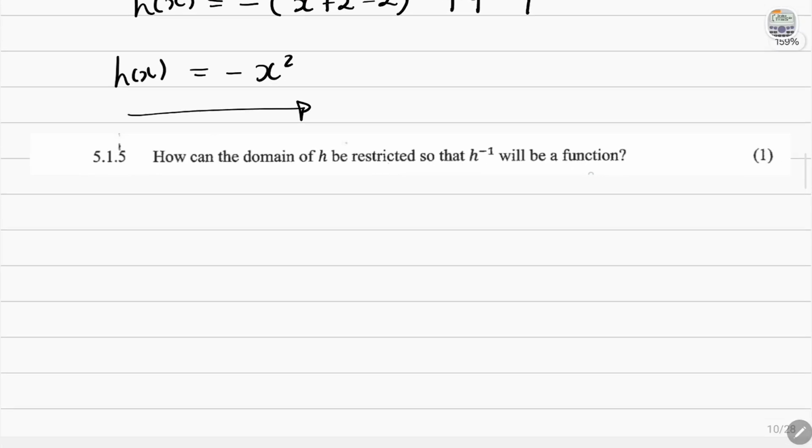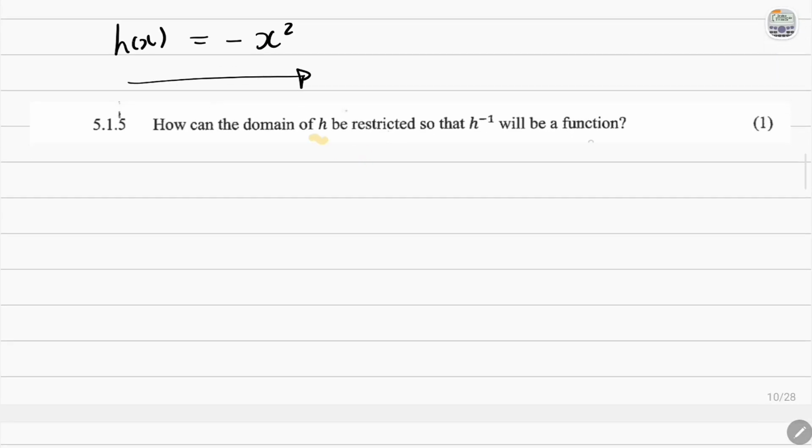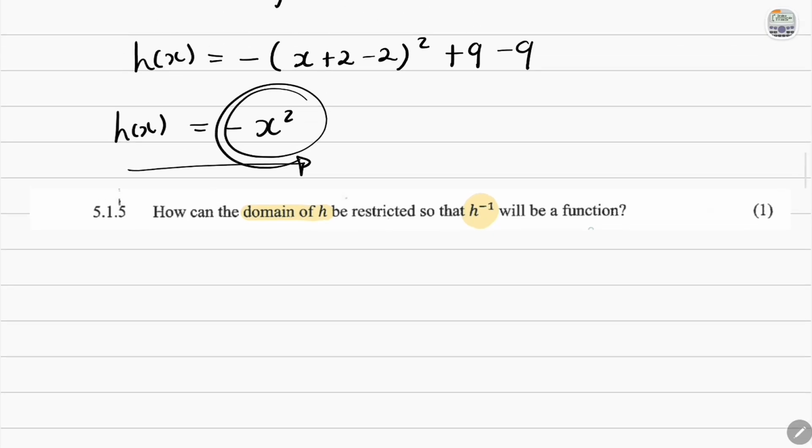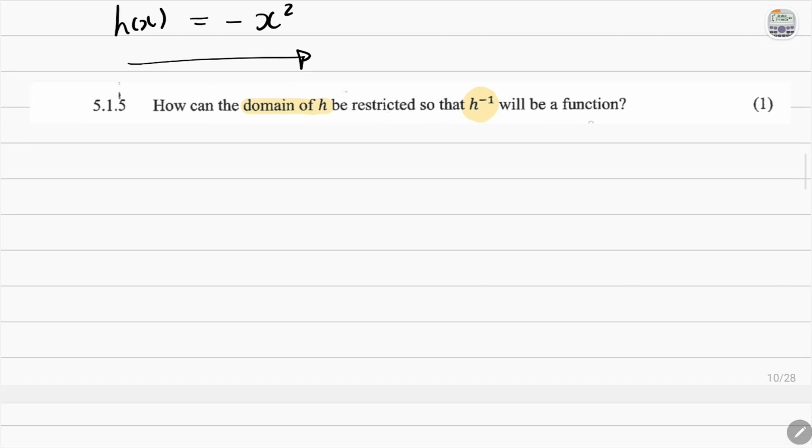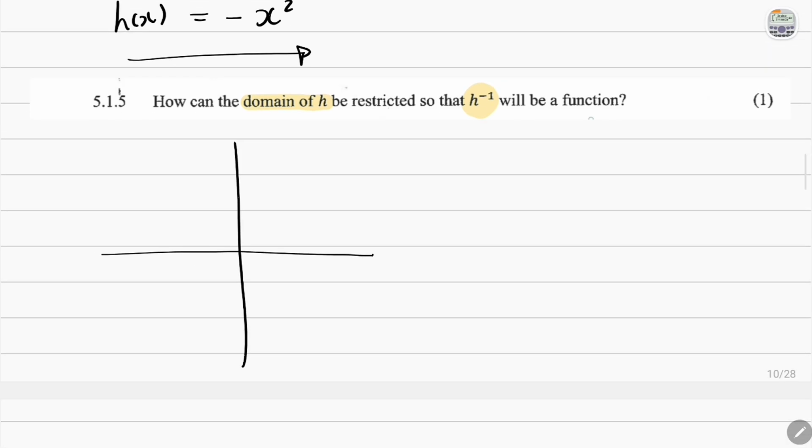Question 5.1.5 says, how can the domain of h be restricted so that the inverse will be a function? And I just had a feeling they were going to, because I was like, why are they trying to make it look like that? Okay, so here's the thing with a parabola. Negative x squared. You can think about what it looks like. It is just a concave down parabola, okay? And it really looks like that mother graph because it's right there at the origin, okay? Negative x squared. The x and y intercept is 0.